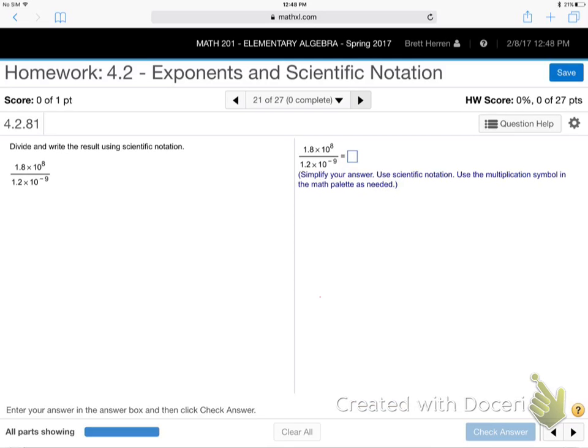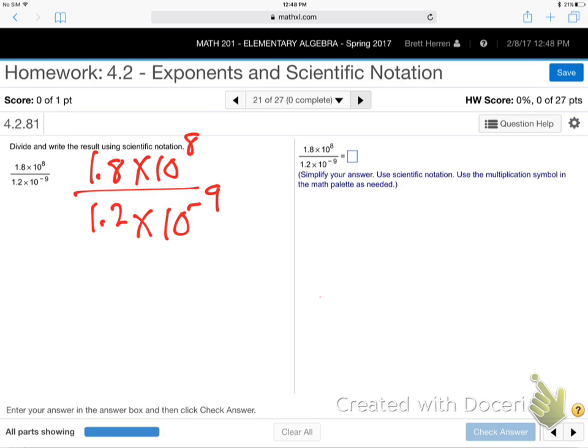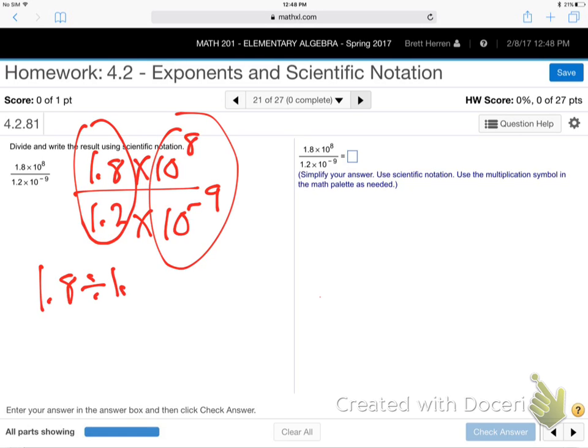All right, so here we are dividing 1.8 times 10 to the 8th divided by 1.2 times 10 to the minus 9. What I would do is just like I did in the last one: do the numbers separately and the 10 things separately. This time we're dividing though, not multiplying. So just take your calculator, 1.8 divided by 1.2. I think it's 1.5, isn't it?